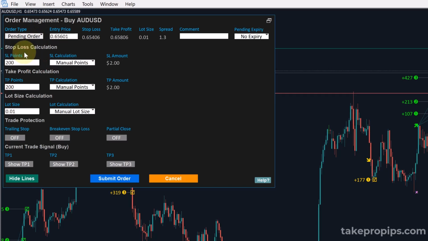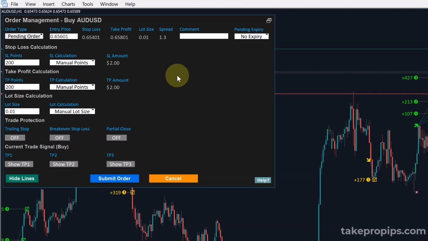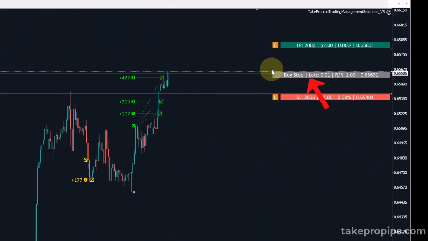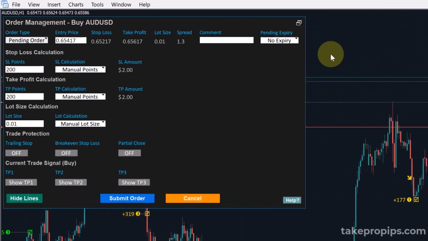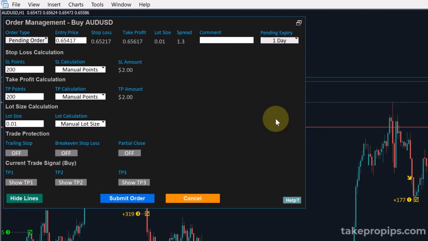The pending order allows you to set a specific entry price target for your order, and once the price hits this price target, the broker will automatically execute a market order for you. Notice that when you select pending order, you can adjust the entry price by entering your target price manually or by dragging this line on the chart. You can also set an expiration date, so when the price does not hit your price target within a specific timeline, it will cancel your pending order.